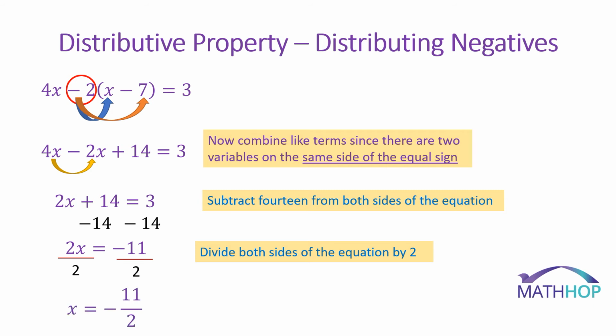Fractions are numbers too. You can get a negative fraction and don't automatically think you did something wrong. That is our number. We're not going to change it to a decimal. There's no need to say negative 5.5 because a fraction is perfectly fine as long as it's simplified.